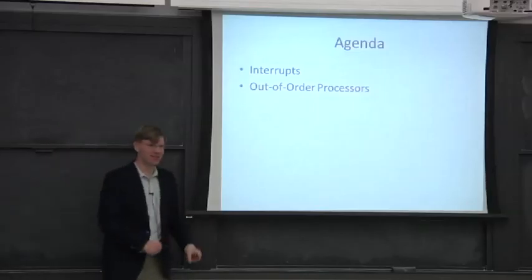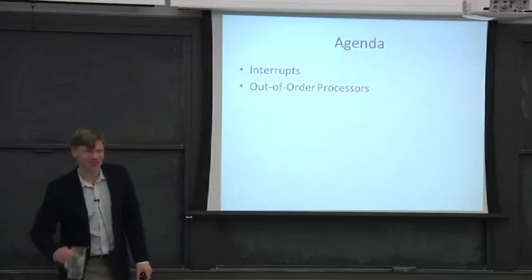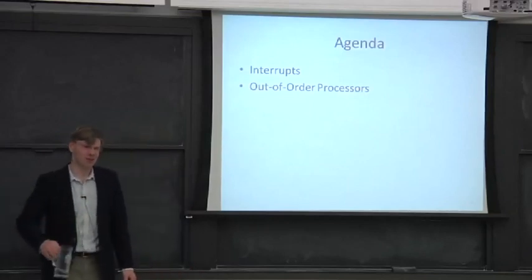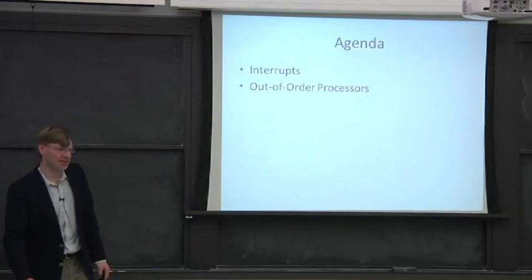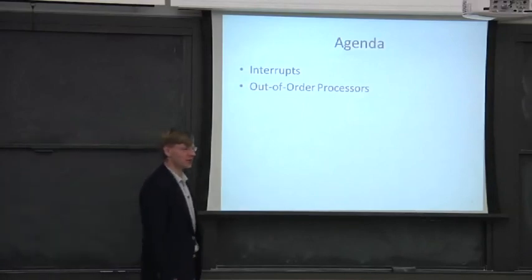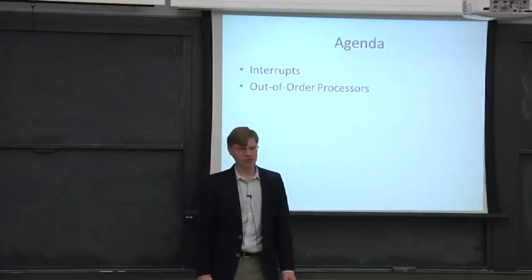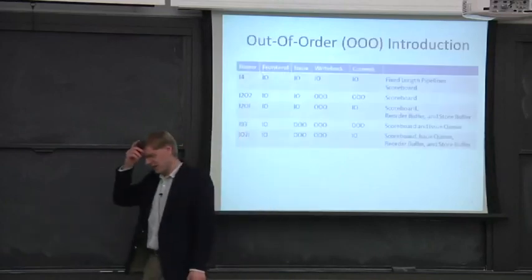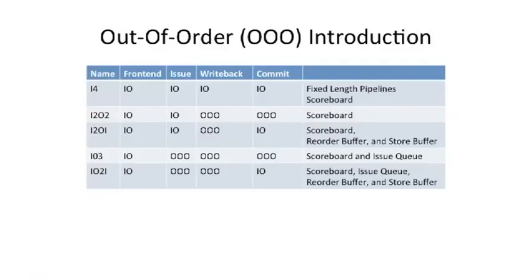OK, so now we get into the fun stuff, out-of-order processors. Up to this point, we've been doing simple in-order stuff. We've been hinting at out-of-order, but now we're going to start looking at truly out-of-order machines. And we're going to introduce a bunch of new structures that you should not have learned about up to this point. You may have briefly talked about a scoreboard, but we're going to start talking about a bunch of other structures.